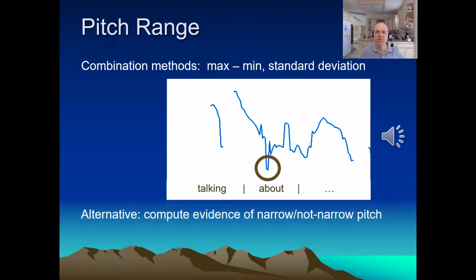Talking about learning. All right, well, I think you might agree that the word talking has more of a range than about here. But if you look at what Praat is telling us and naively compute the pitch range as the difference between the max and the min, it tells you a different story. The problem is, even a single wrong point, here I think we have a couple actually, in the word about, can drastically change the pitch range computation. What can we do? Standard deviation is a little bit more robust, not a lot.